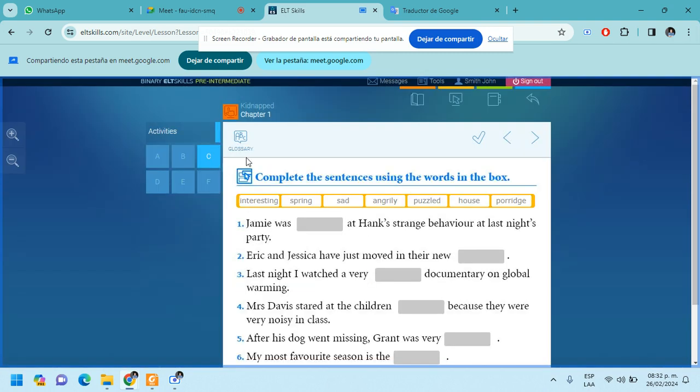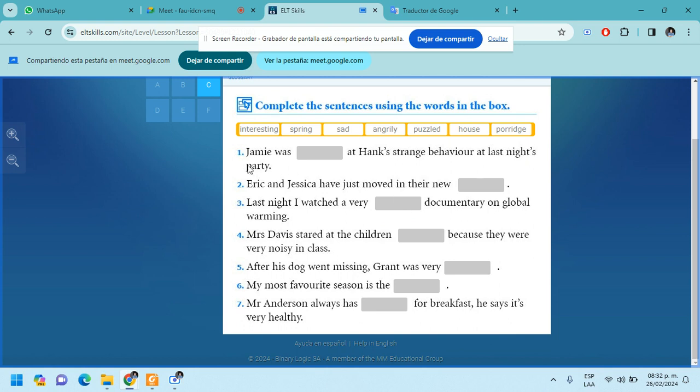Yeah, activity C, okay, one more. Let's complete this sentence, the same. You know what's interesting, yes? Interesting. Spring, do you know spring? Tell me, what is spring? Good, sat. What is sat? Yeah, very good. And angrily.